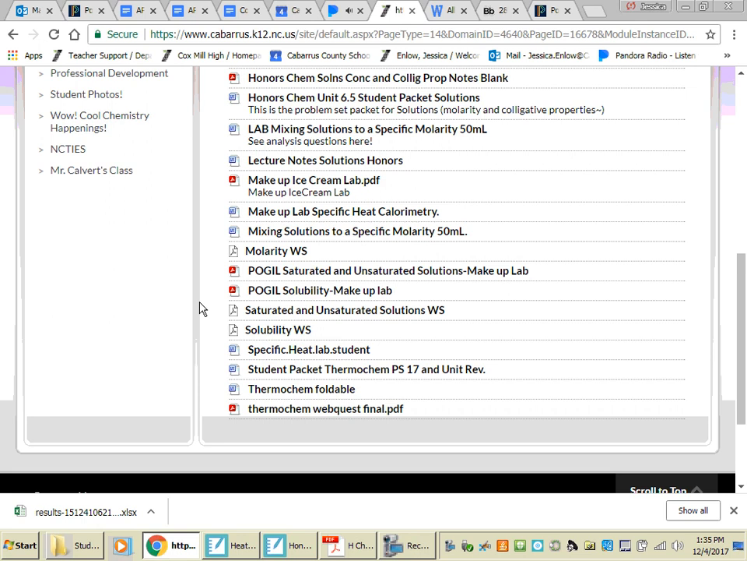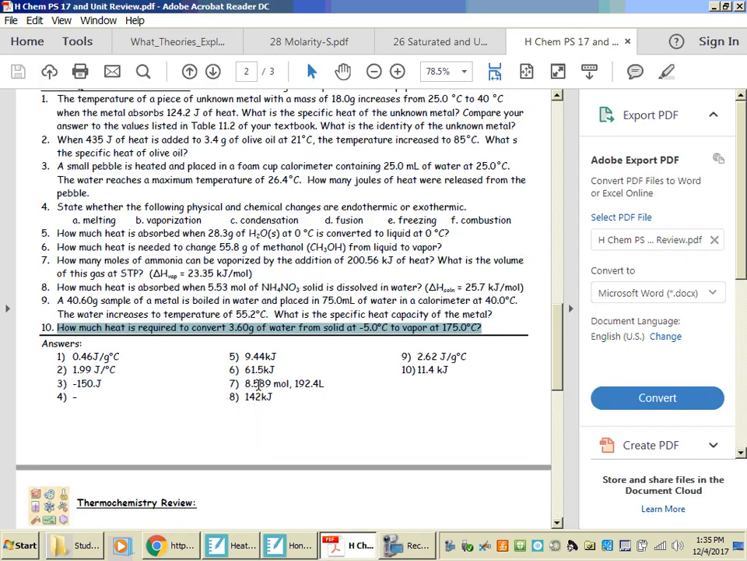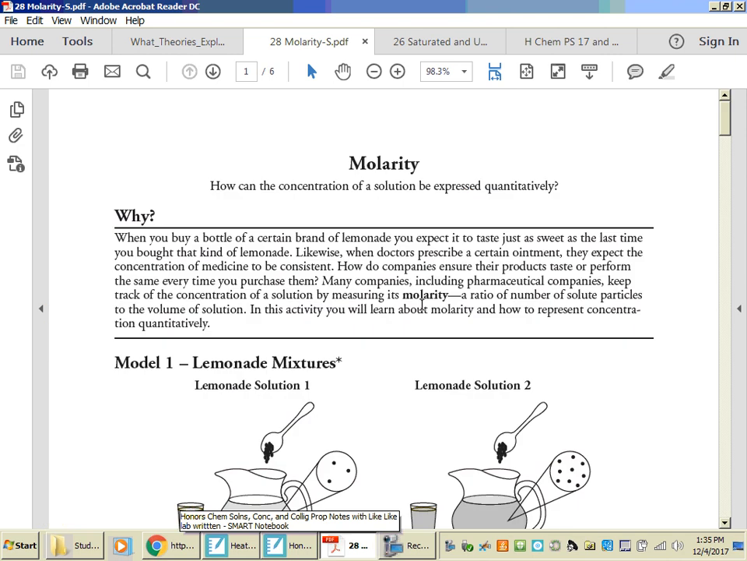Alright, so give me a quick eyes up here so I know you're with me. Oops, I pulled the wrong thing up. When you pull up the Molarity Worksheet, it looks like this, yes? Is it on part 2? Under Unit 6 Docs Part 2.